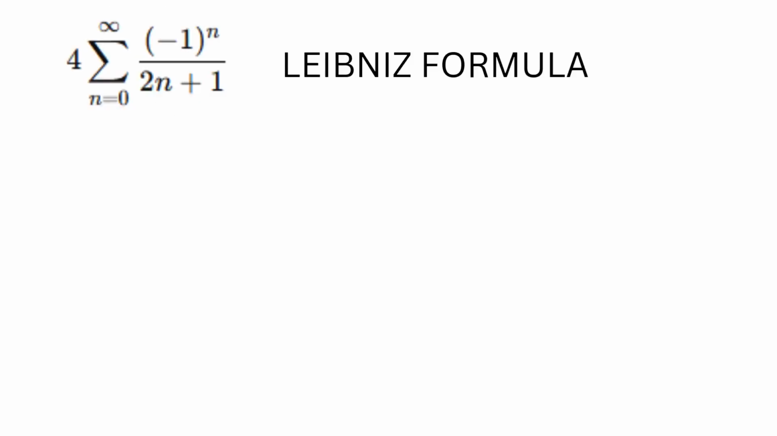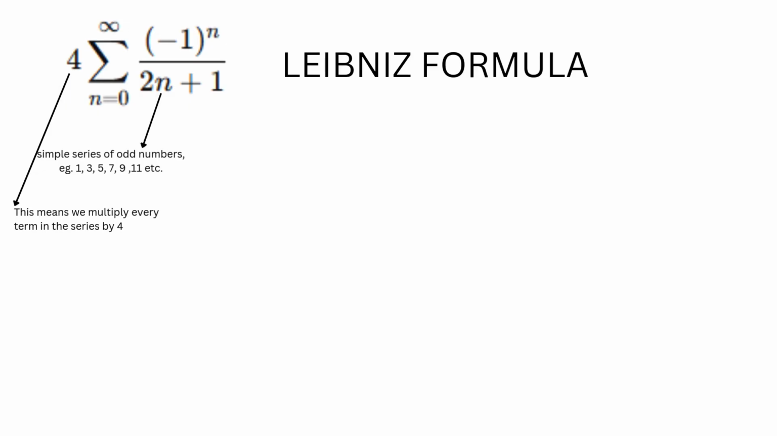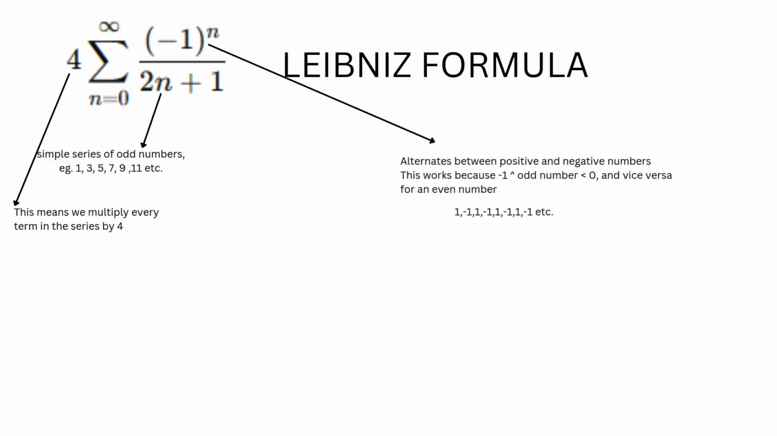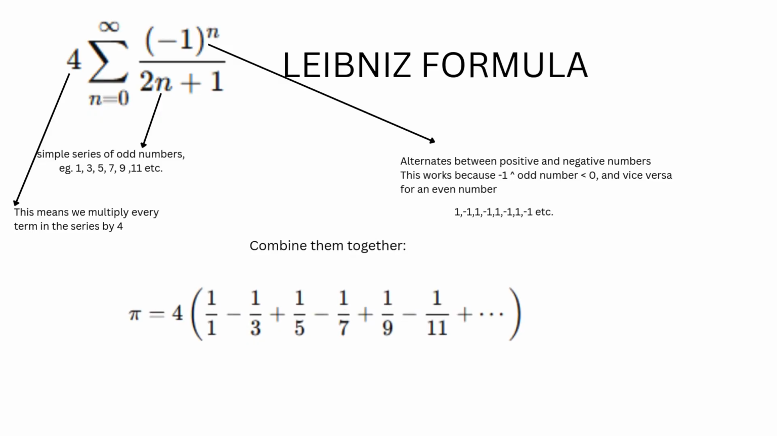Leibniz formula, this is complex, so let's break it down. This means we multiply every term by 4, and this generates a series of odd numbers in the denominator going 1, 3, 5, 7. This alternates between positive and negative numerators because -1 to a positive number is positive, and vice versa for negatives. This is what it looks like together.